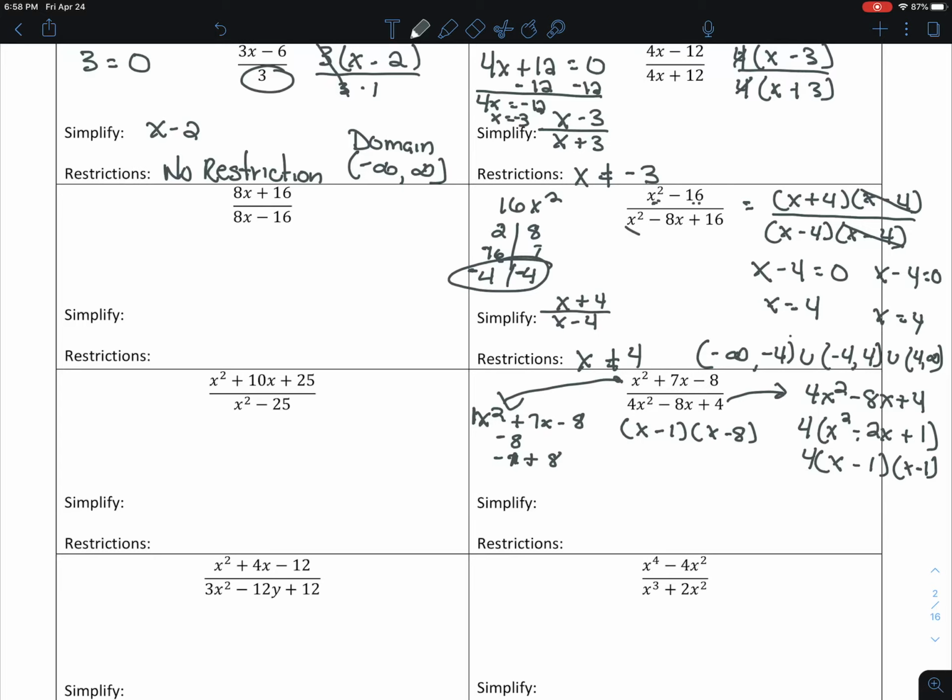So I have to put all of that back together. So I have x minus 1, x plus 8, and then I write this over here, 4, x minus 1, x minus 1. What cancels? The x minus 1s cancel, so I'm left with x plus 8 over 4 times x minus 1. What are my restrictions? So again, I look at my denominator, and I set my denominator equal to 0, and again, we only have one restriction. X cannot equal 1.